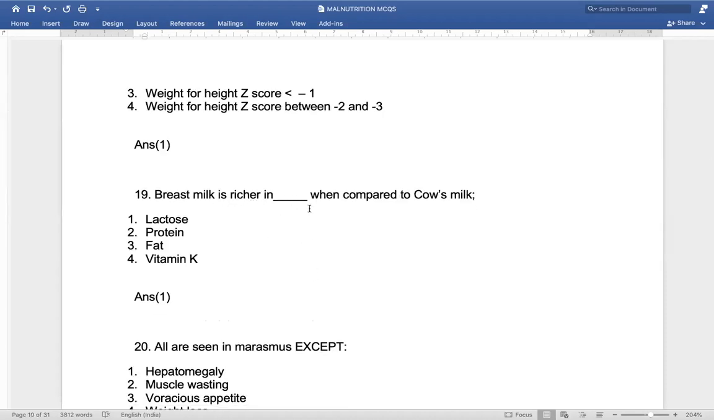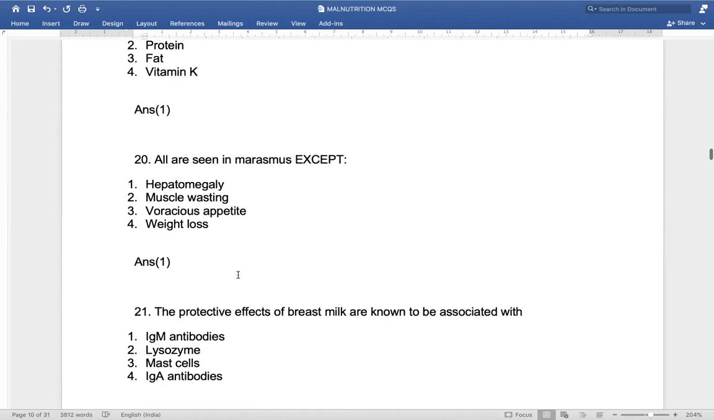Breast milk is richer in dash when compared to cow's milk. It is definitely lactose. Okay. So all these other things are lesser in breast milk. So all of the following are seen in marasmus except.